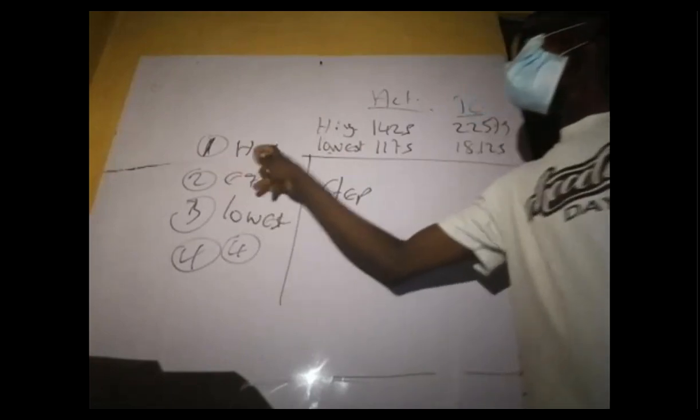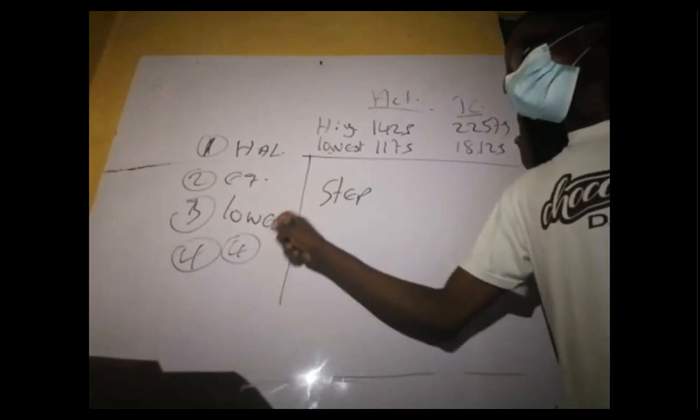Then step 2, determine its equivalent cost. Just trace it, its equivalent cost. Then step 3, locate what? The lowest what? Activity level.